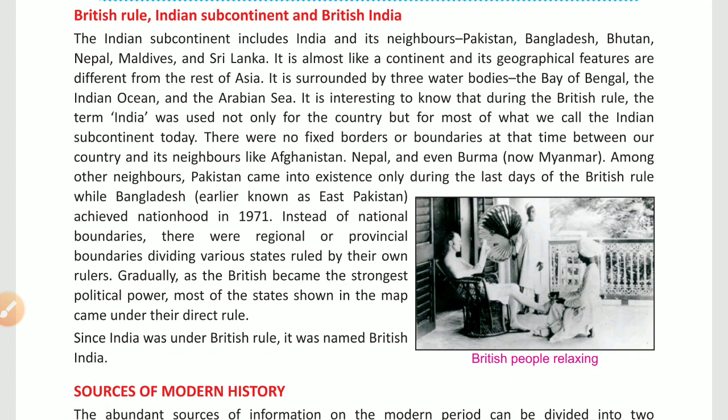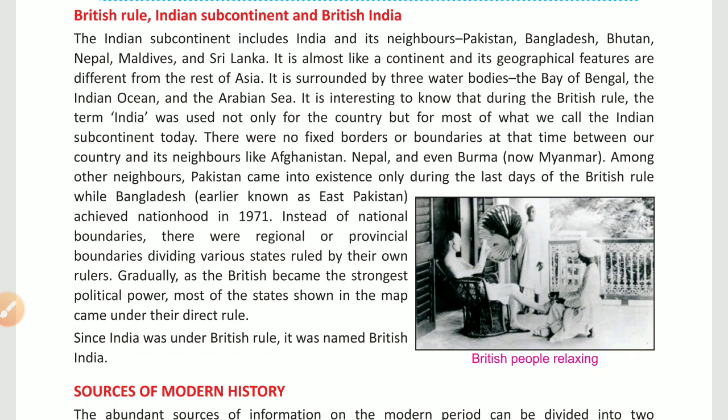It is interesting to know that during the British rule, the term India was used not only for the country but for most of what we call the Indian subcontinent today. Okay, at that time, India meant the whole of what we today call the Indian subcontinent.